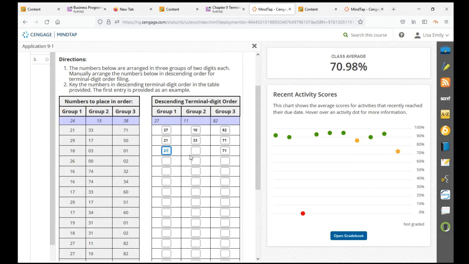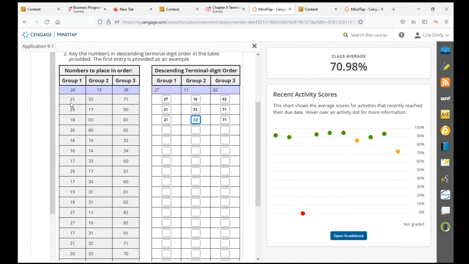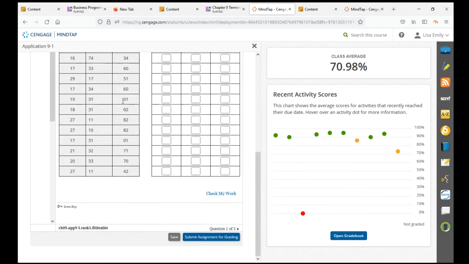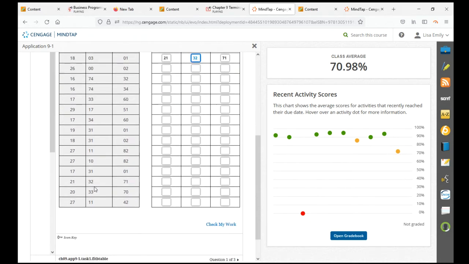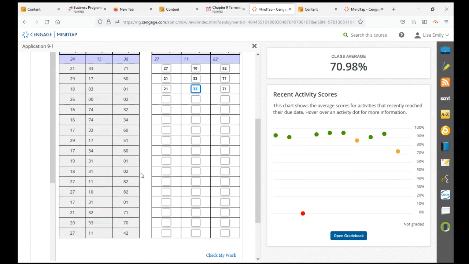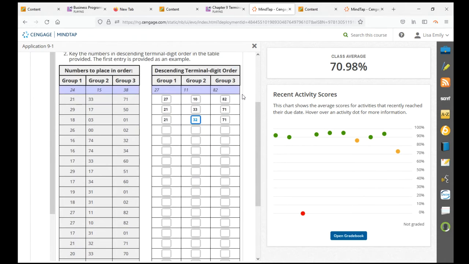So then the next one's going to be 21, 32, 71. Okay, so descending order again. Descending beginning with the 3rd column, and then by group 1 and group 2.